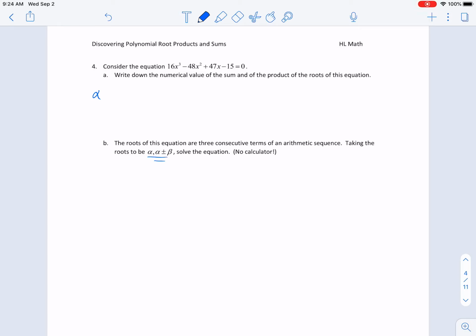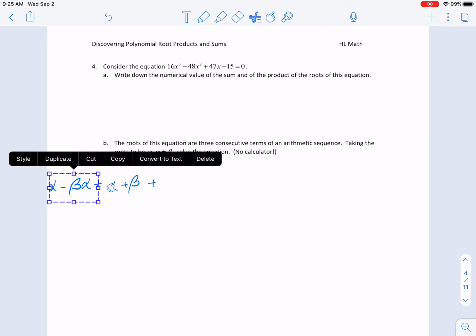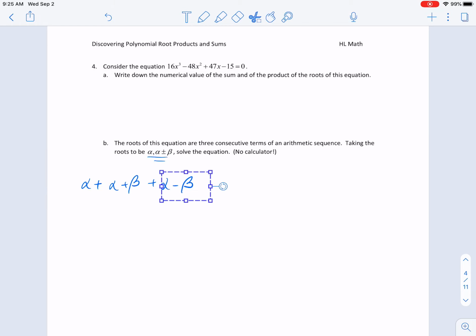So you found back up here the sum of the roots, and then you found the product of the roots. Well, what we know here is that the sum of the roots is going to be alpha plus beta plus alpha minus beta. Those roots aren't in order. Maybe I should have done it this way. Anyway, that was the first one. If you put them in sequential order, that sum is going to be equal to whatever you found up here for the sum.